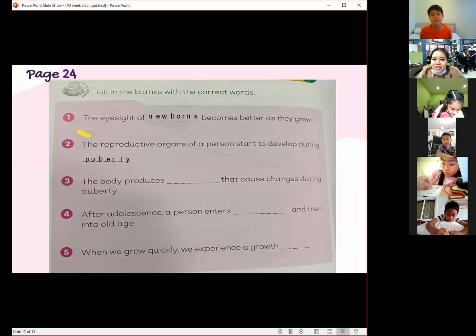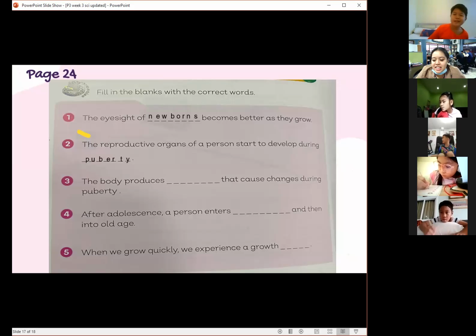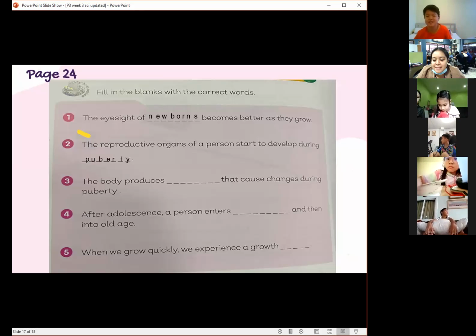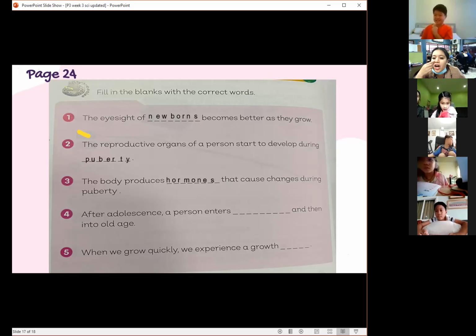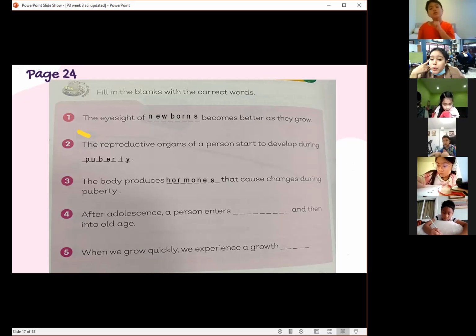Sherman, do you know the answer for number three? Yes. Whoa. You did read your book, huh? Finish. Okay, for number three, the body produces blank hormones that cause changes during puberty. What's the answer? Hormones. Okay. Adolescents are having pimples or acne because of hormones. Okay? Hormones. I told you. You're finished, Sherman, huh? Yes. Good.